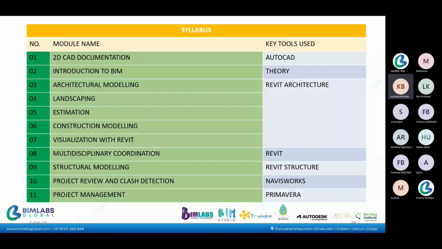So first we'll start with 2D using AutoCAD. Then we will give an introduction to BIM. In order to work in BIM, you have to follow some BIM standards. Many technical terms are related to BIM. So after CAD, we will give an introduction to BIM. It will be a theory portion. Then we move to detailed designing.